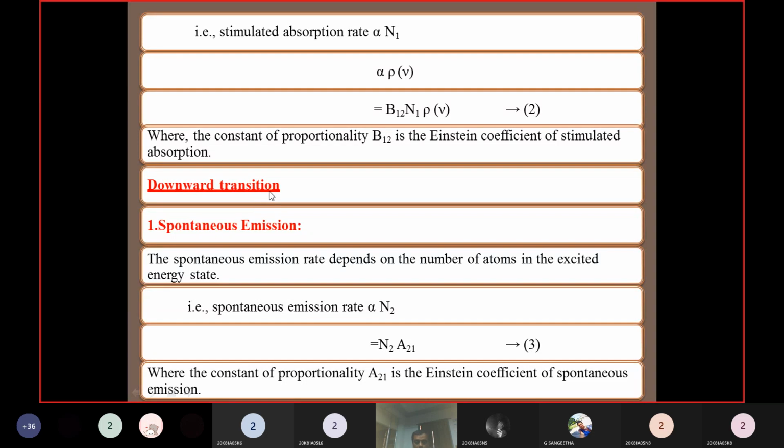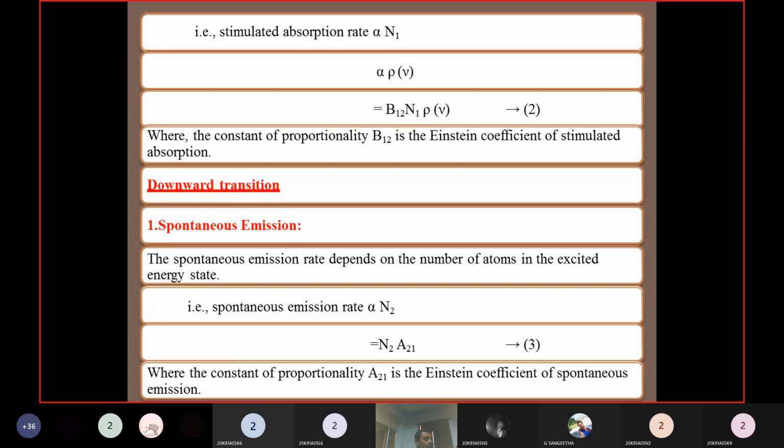In case of downward transition, there are two processes. Downward transition is nothing but the emission process. In that emission process, there are two emissions: one is the spontaneous emission, another one is the stimulated emission. I already explained this. So what is spontaneous emission?